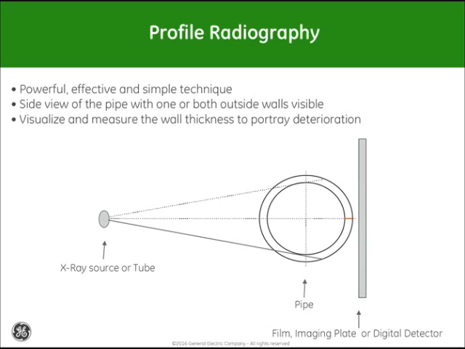The side view will allow you to see either one or both outside walls, and when we digitize these images and put them into software, we have tools within the software that allow us to measure very accurately, to fractions of a millimeter, the dimensions of these walls.